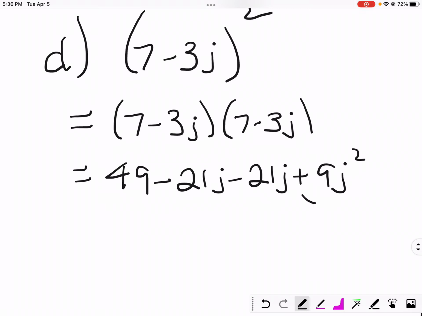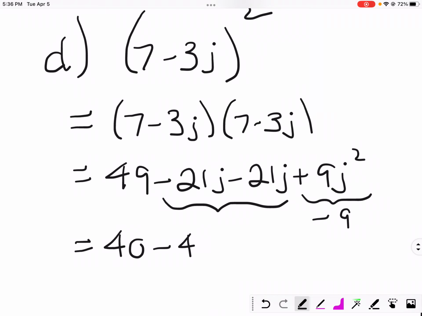Remember, j squared is -1. That makes that -9. 49 minus 9 is 40. These two will combine to minus 42j.